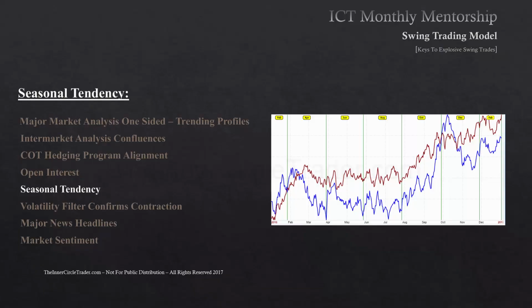Okay, moving on, seasonal tendencies. We want to find, obviously, times when we take a swing trade when the seasonal tendencies are aligned for a movement. So if we have our major market analysis suggesting that there's trending profiles in 2 of the major categories, open interest has declined, we have our hedging program suggesting the commercials are buying, intermarket analysis suggests that this market is poised to go higher because other markets are confirming that, and we see a seasonal tendency for the market to want to rally, as it's indicated here, December into January. And rolling over to the next year, you can still see January going into February. There's a strong tendency still for this market to go higher.